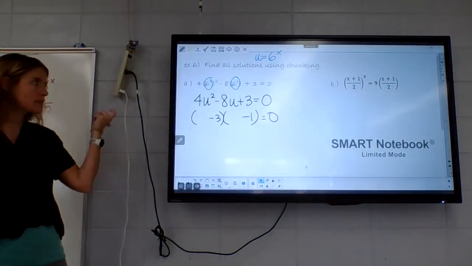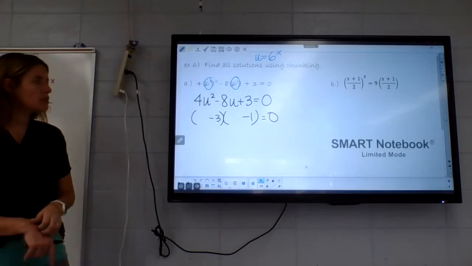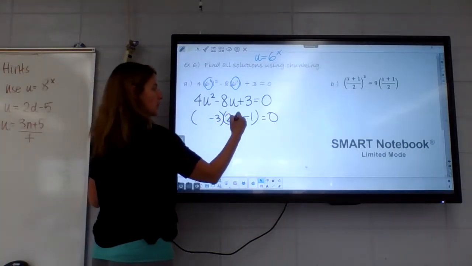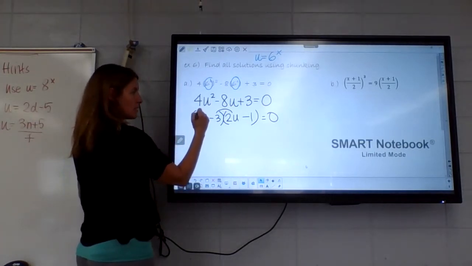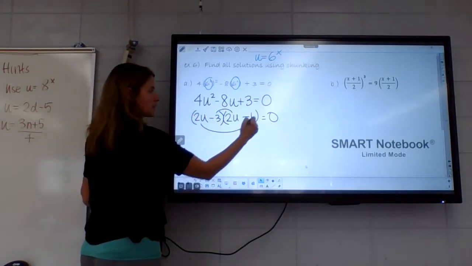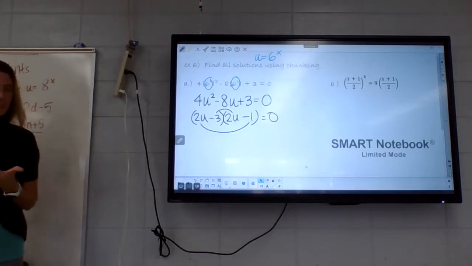You guys picked good ones because they're ones I ended up using. I believe it's going to be 2u and 2u, because this would be a negative 6, and then this would be a negative 2, so that would be a negative 8. And again, if you want to do the x thing, you can do that as well. It works the same way.